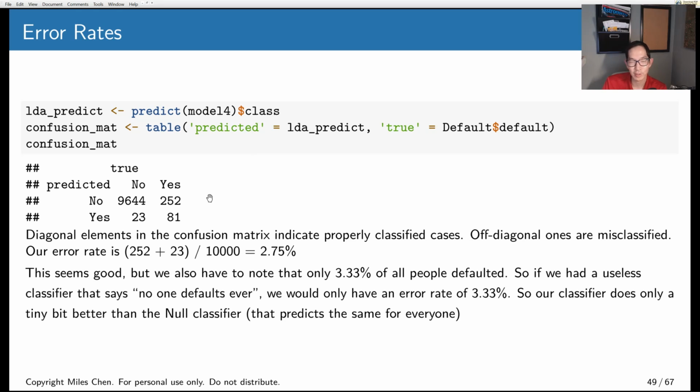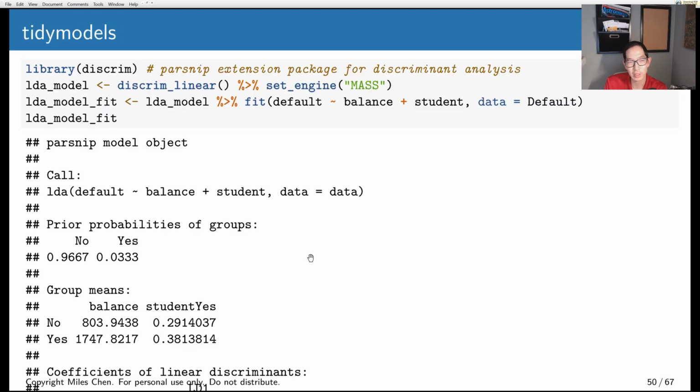Okay, and so here it says, all right, your predicted values are this, and the true values are this, okay? And so we were correct 9,644 plus 81. We were wrong 252 plus 23. We were wrong a total of 2.75%, okay? Seems pretty good, but again, just keep in mind, overall, only 3.33% of people defaulted, right? And so, you know, we're outperforming that a little bit, but not by much. That's our error rate. Okay.